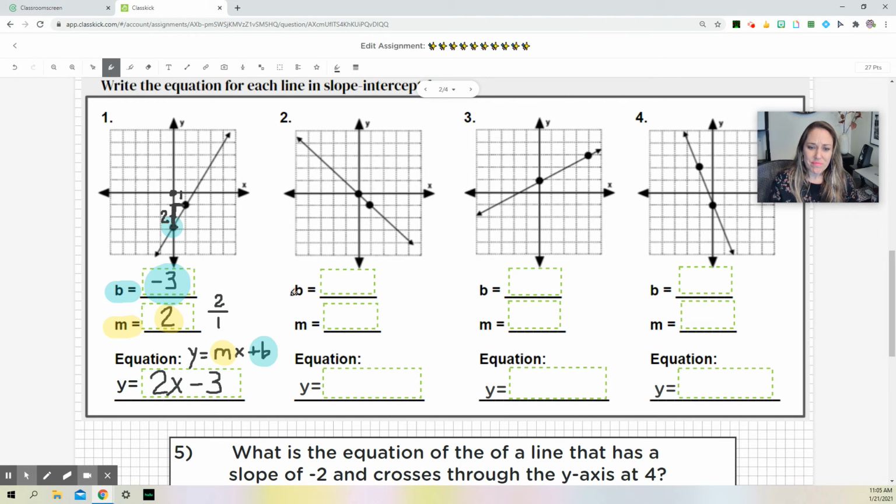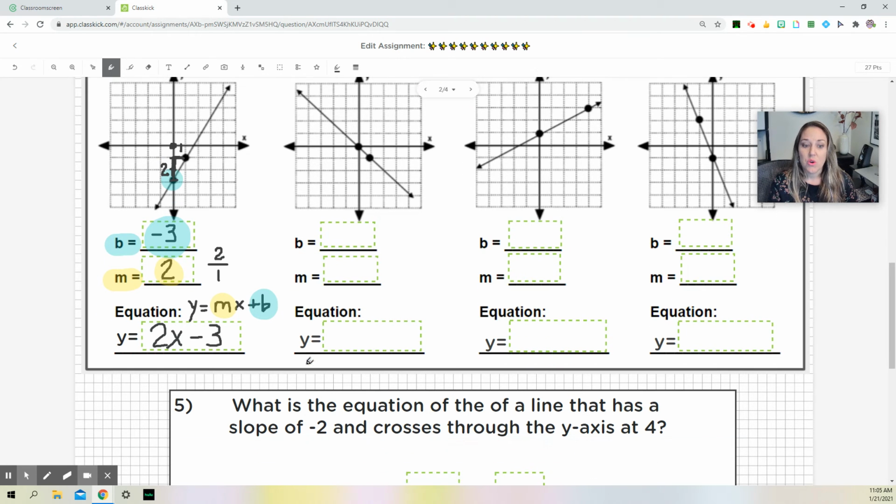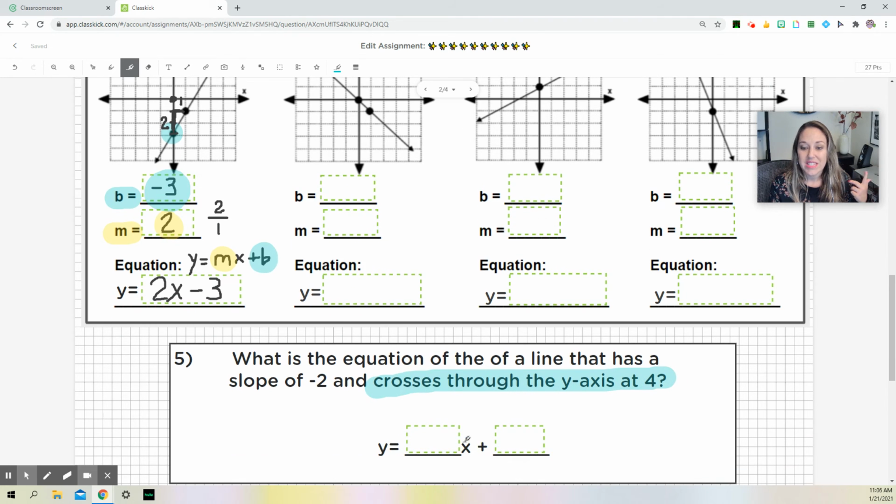It doesn't matter how they ask you for the slope. They might tell you the m, they might ask you for the m, they might ask you for the rate of change, they might say the rise over the run. Those all mean slope. And when we're talking about the y-intercept, we could say y-intercept, or we could say where it crosses through the y-axis. So for example, on number 5, when they say that, they're just saying that that's the y-intercept. So that number is going to go right there.